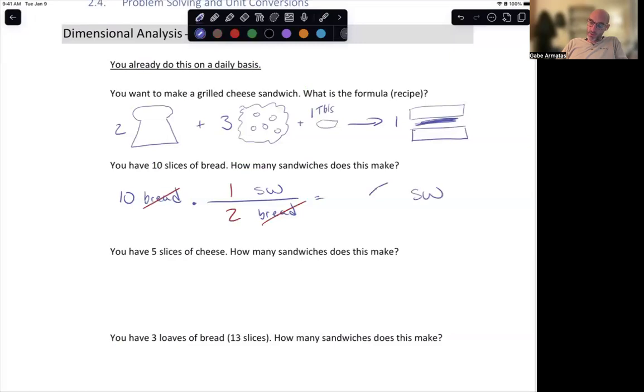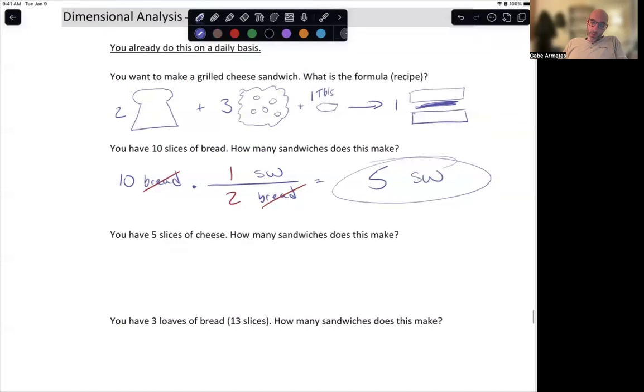10 divided by 2 should end up with 5 sandwiches, which makes total sense in the context of, well, yeah, that's what we said at the beginning. Why did we have to do this? Well, things can get more and more complicated. So we want to make sure that we take advantage of that. So how about this next one?